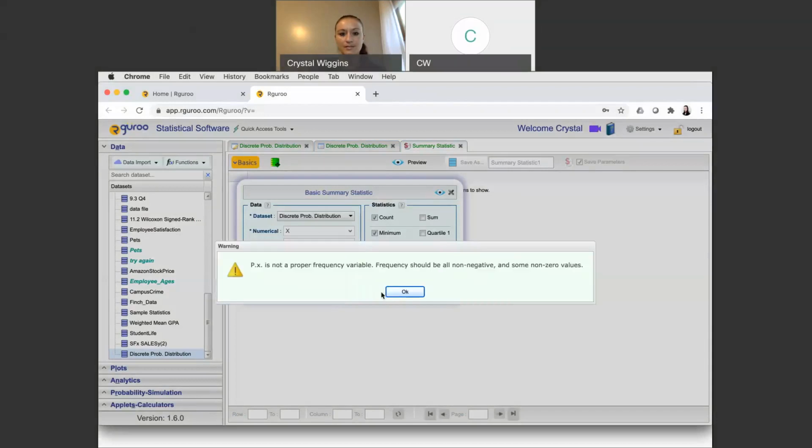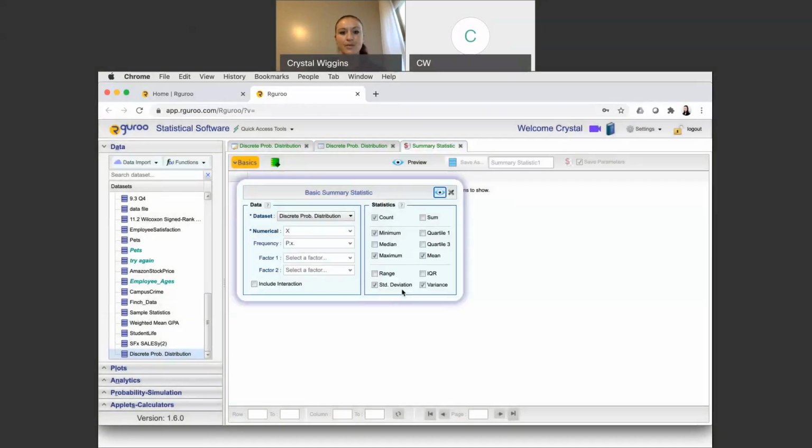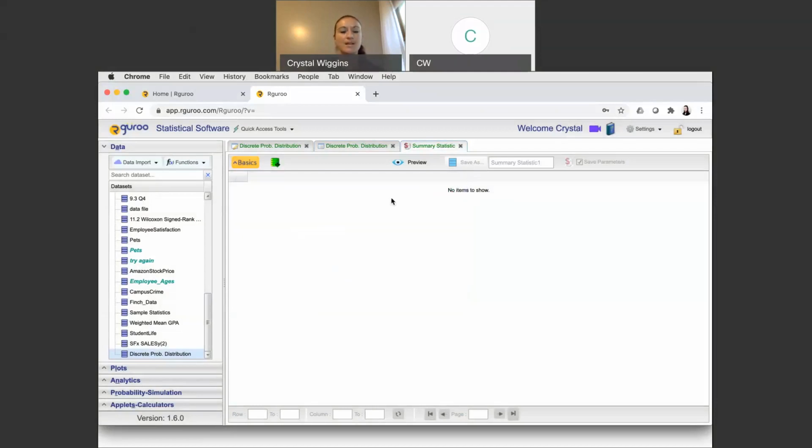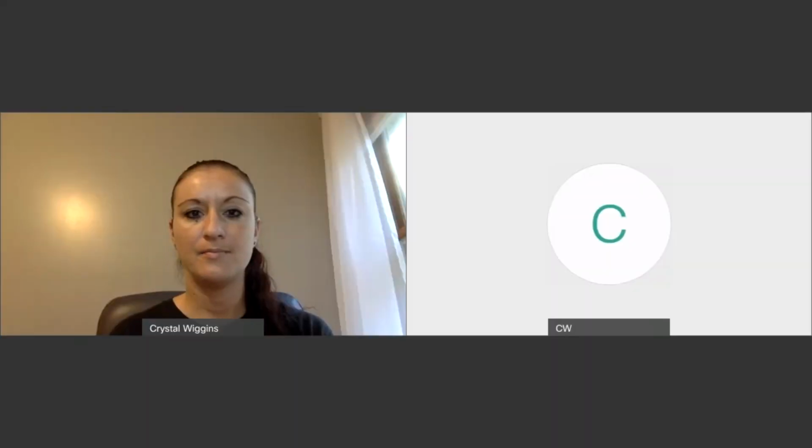Preview anyway. Not proper frequency variable. Okay, I'll get back to you guys on that one. For some reason, this is giving me a problem. I'm sure it's something I just can't see while I'm lecturing, but I will get back to you on our Guru and what was going wrong with that. But for now, let's head back to the PowerPoint.